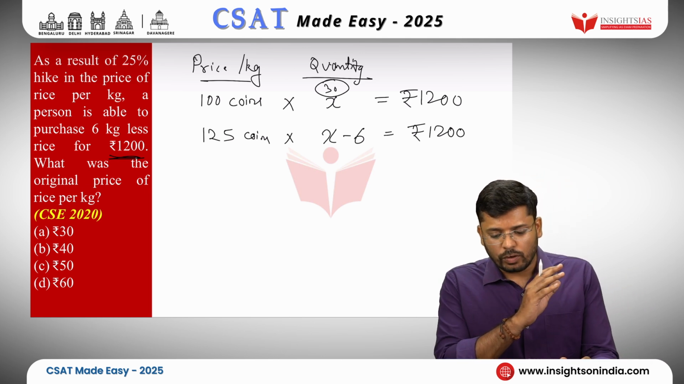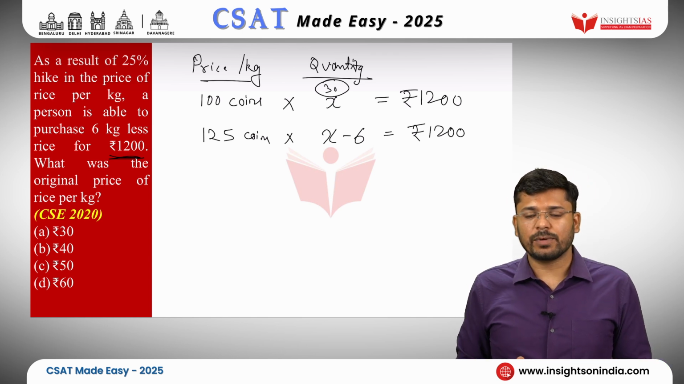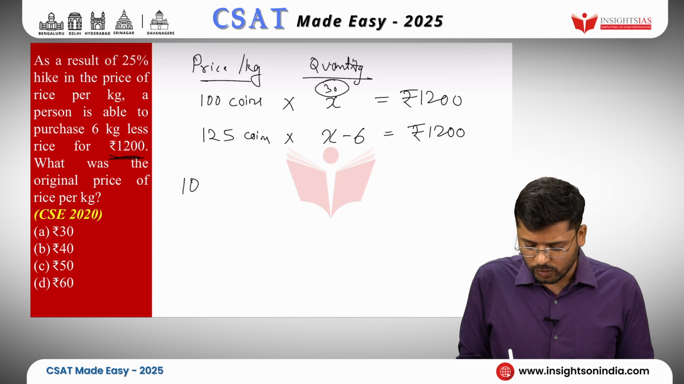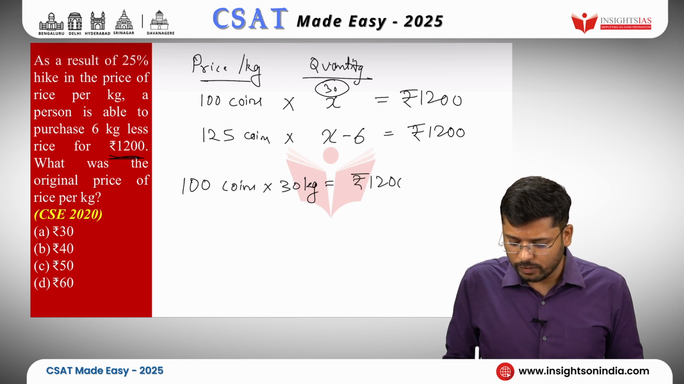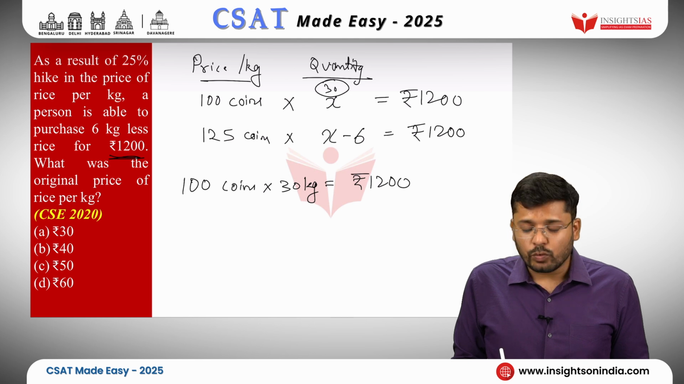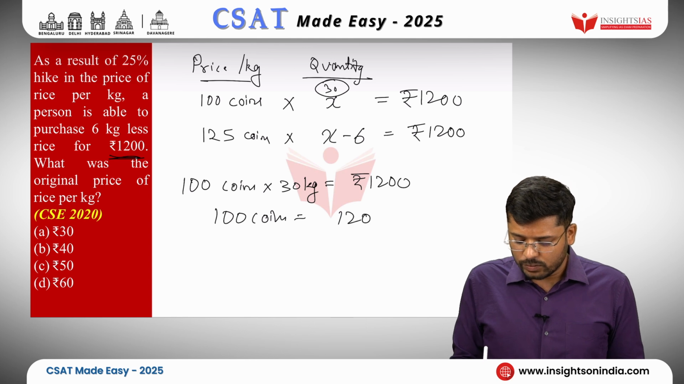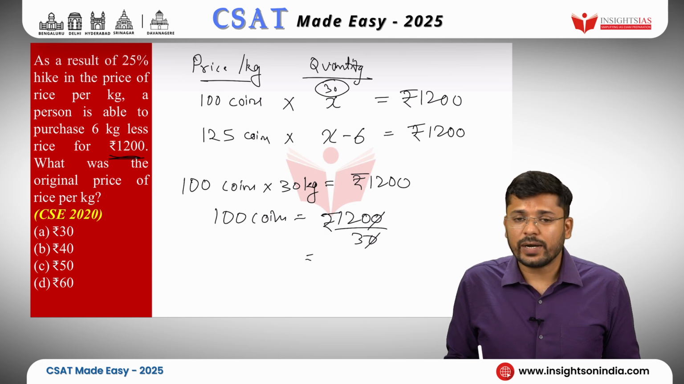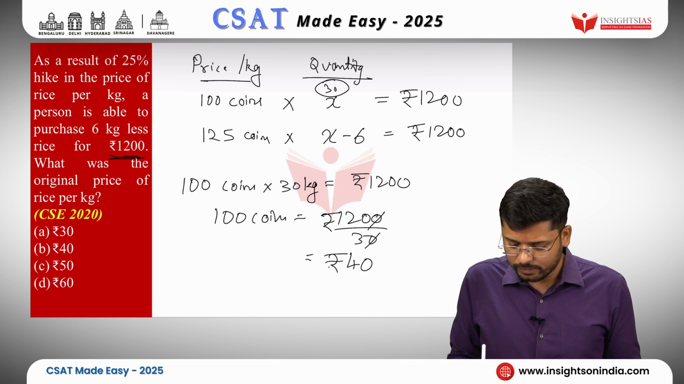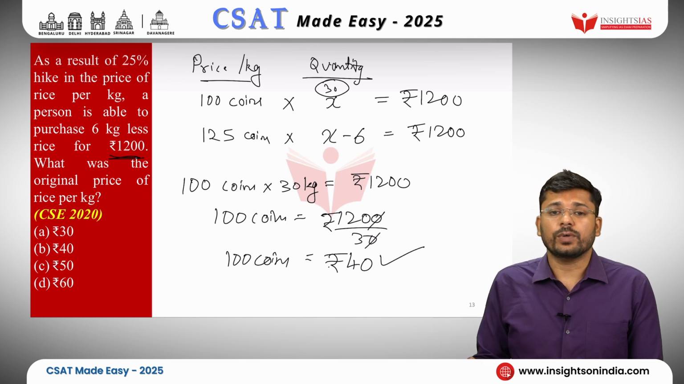Because 30 kgs of rice at 100 coins per kg price, it is summing up to 1200, right? So 100 coins into 30 kg, it is coming up to 1200 rupees. So what would the value of 100 coins be? 100 coins value would be 1200 divided by 30, 0 0 cancel, 120 divided by 3, it would be 40. So the value of 100 coins is 40 rupees.